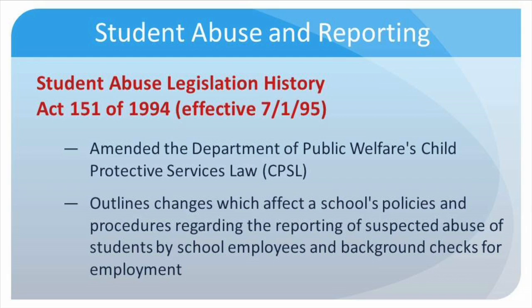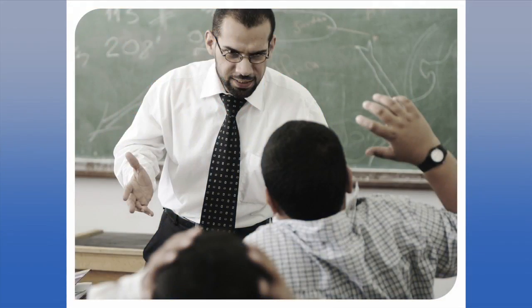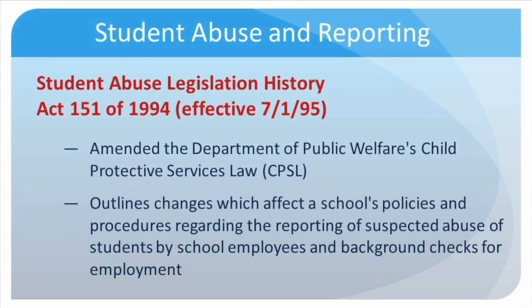It is important for school administrators to be aware of the following summary points regarding Act 151's amendments of the Child Protective Services Law. The amendments establish a separate category of abuse called abuse of a student by a school employee, which involves either serious bodily injury, sexual abuse, or sexual exploitation. Effective July 1, 1995, school administrators must report suspected abuse of students by school employees to the district attorney and the local police. We will review this further in the student abuse reporting process.